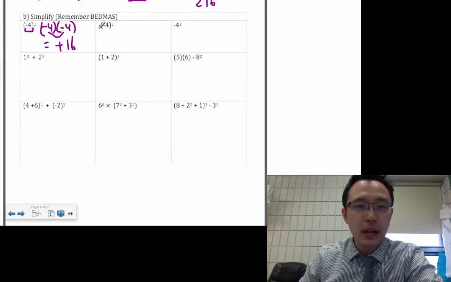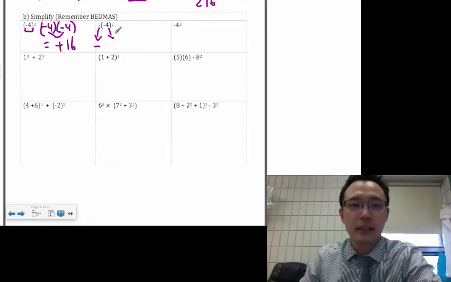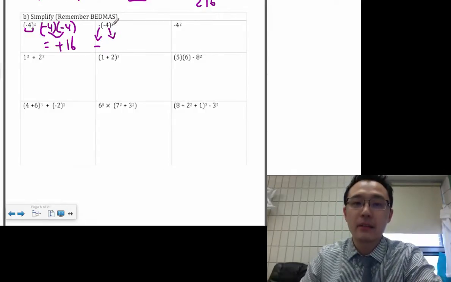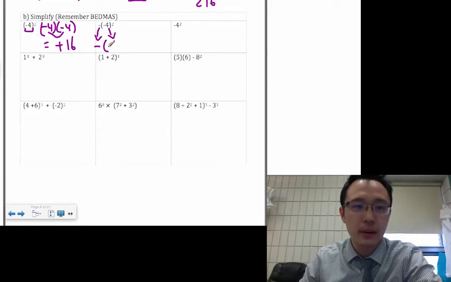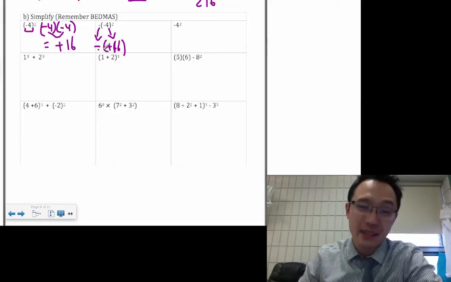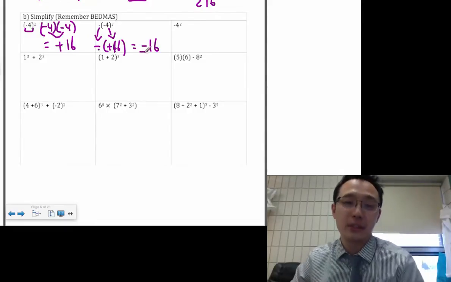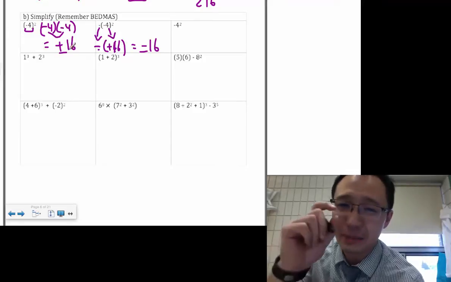And this one, you have an outside negative, so I'm just going to leave that outside. Worry about this stuff in here. That's -4 times -4, which we found out was positive 16. That outside negative actually affects it, because negative and positive makes it a -16. So that's your answer. Notice the answers are different. Those little mistakes.